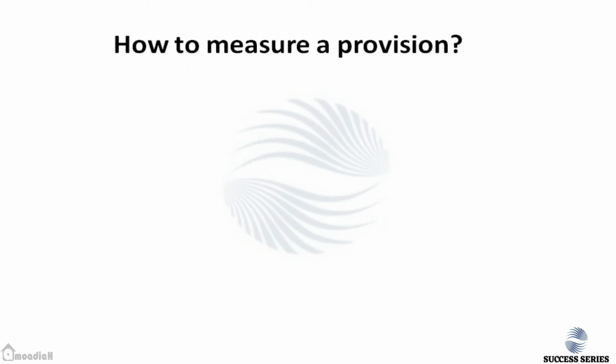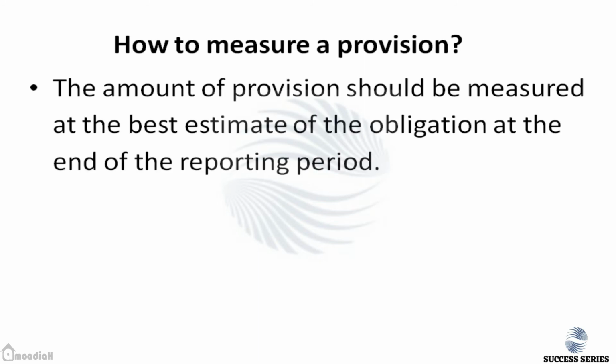Now let's look at how to measure a provision. In the third criterion, we said the amount of economic benefit required to satisfy the obligation must be reliably estimated. This means that we must be able to measure the value that we intend to use as our provision. How do we measure a provision? In order to get the amount of provision, you should use the best estimate of the provision at the end of the reporting period.